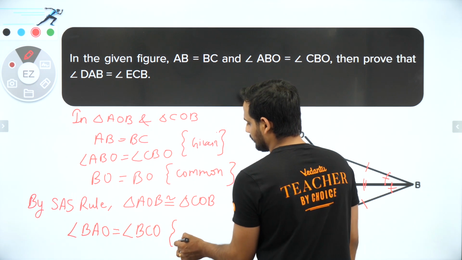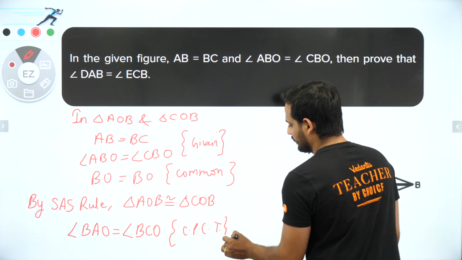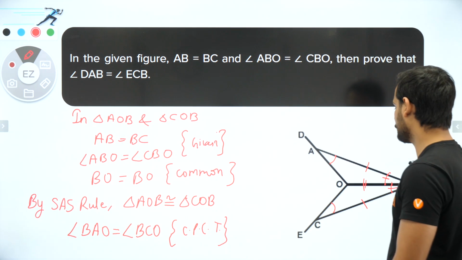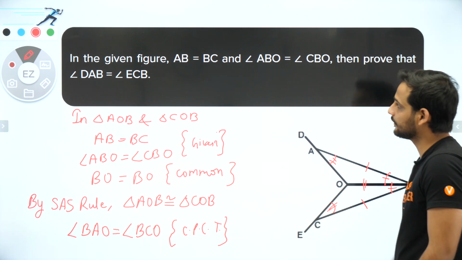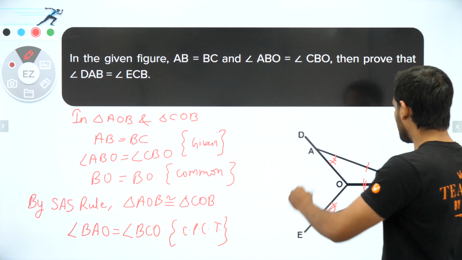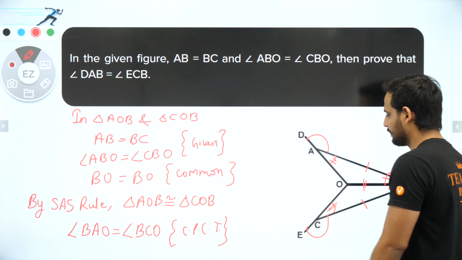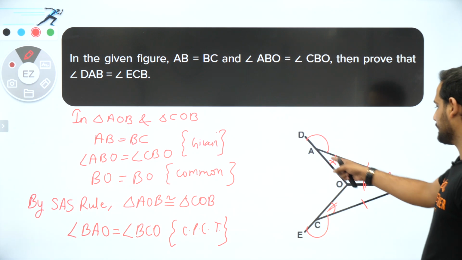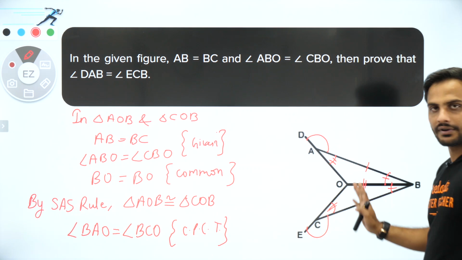Right? Why? Because of corresponding parts of congruent triangles. Right? So now you will be asking me, sir, they have asked something else, you are showing something else. They have asked angle DAB, this outer one and this outer one. So I will say, children, first thing, this angle DAO, both of these are 180 degrees. The sum of both the angles is 180 degrees or not?